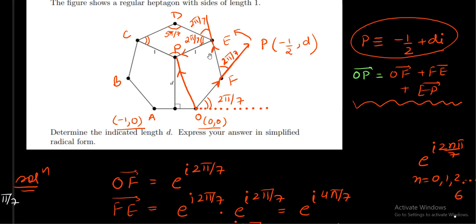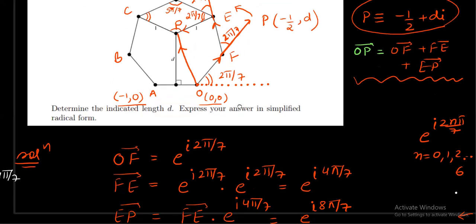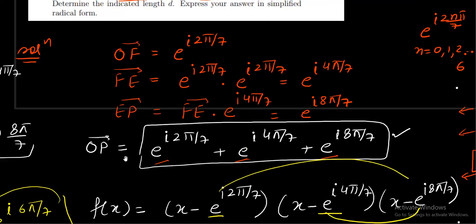Then what we have done is we have written OP vector in two ways. One was directly minus half plus d iota. The other way that we used here was the sum of the vectors. We took the help of vectorial representation in complex numbers here, and then we wrote the OP vector alternatively. How did we write these OF, FE and EP vectors? For that we are using the rotation vector. So all these steps are also very beautiful and important steps that we are using for solving the question.